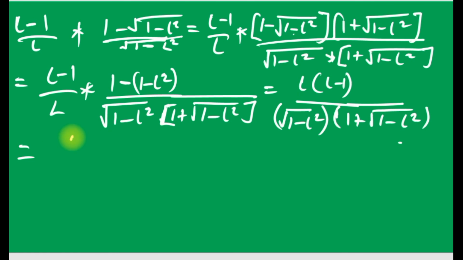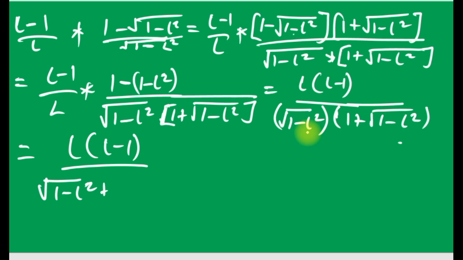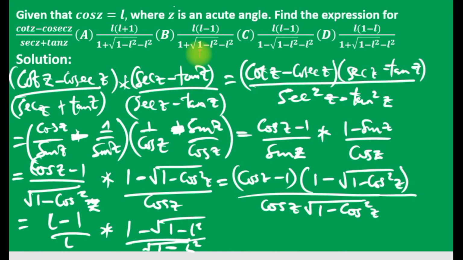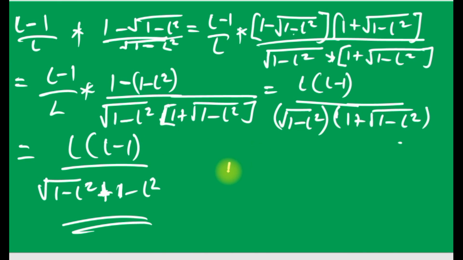Let's finally find this: L minus 1 over this times 1 is the square root of 1 minus L squared, plus this times this, that are the same, so 1 minus L squared. This times this is a square, so the square root cancels the square, so we are left with that. I think that's the answer. Let's check the options. This should be option B. Our answer is option B.